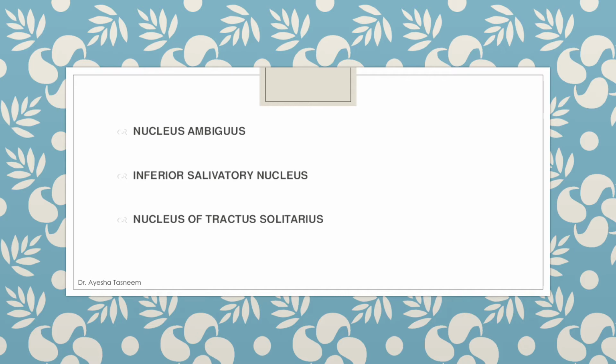Second is the inferior salivatory nucleus. It is the parasympathetic nucleus and carry general visceral efferent fibers, and it is present in the lower part of the pons. The third and last nucleus is the nucleus tractus solitarius, or it is also known as the nucleus of solitary tract. It carries general visceral efferent and special visceral efferent fibers.